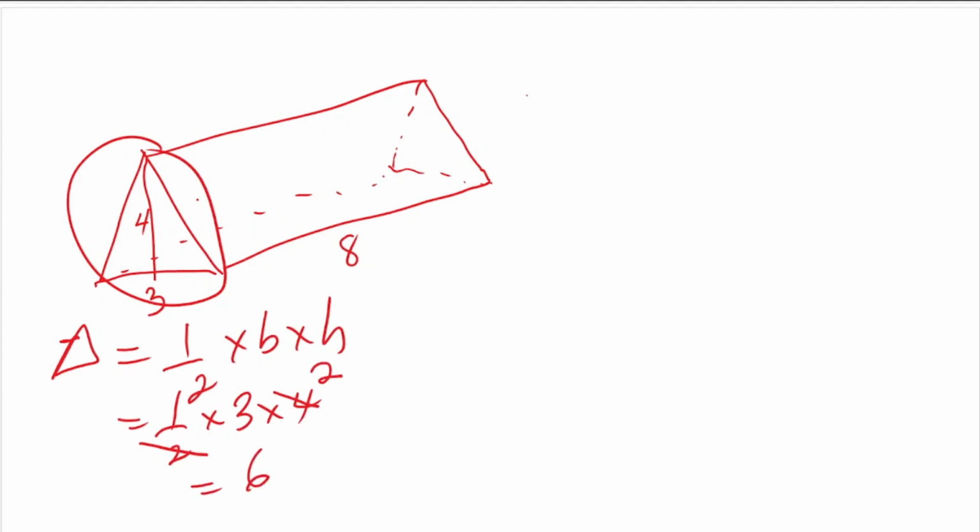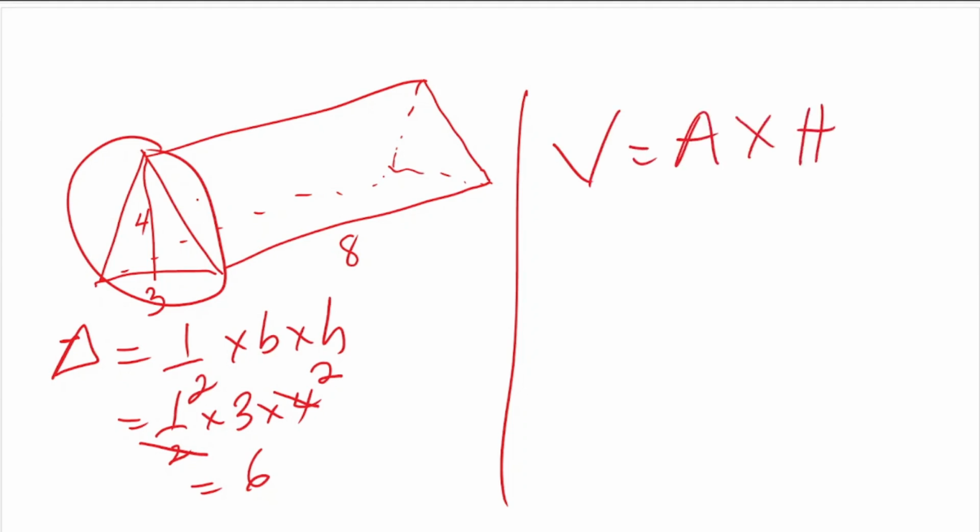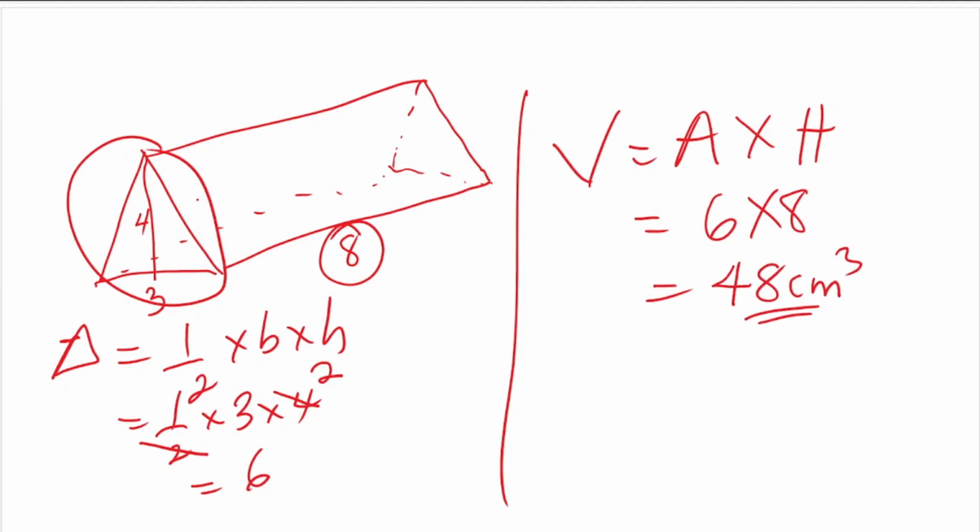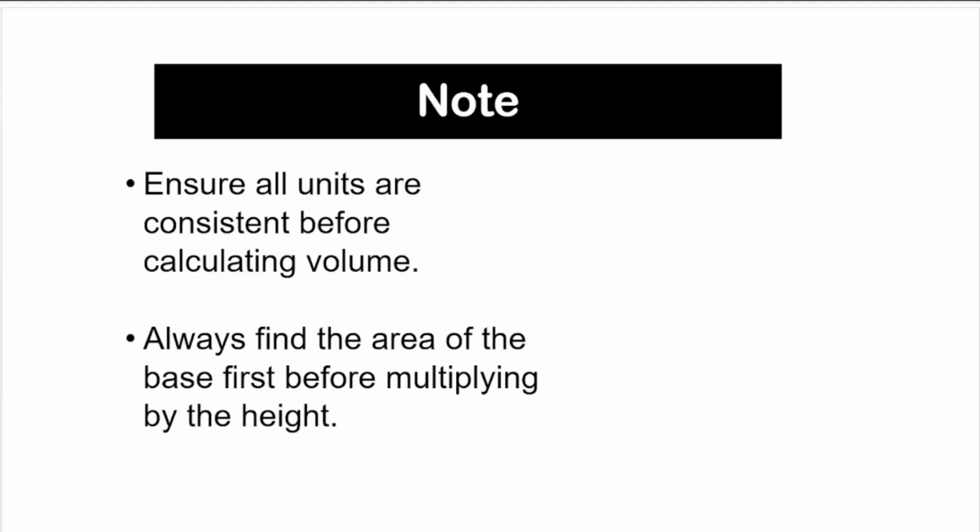Then the volume of the prism will be the area of the base times the height of the prism. The area of the base is 6, then the height of the prism is 8. That is 6 times 8, and that's going to be 48 centimeters cube. I hope this is very clear. So that is how to calculate the volume of a triangular prism. Then the last part is just a note which you must take note of.